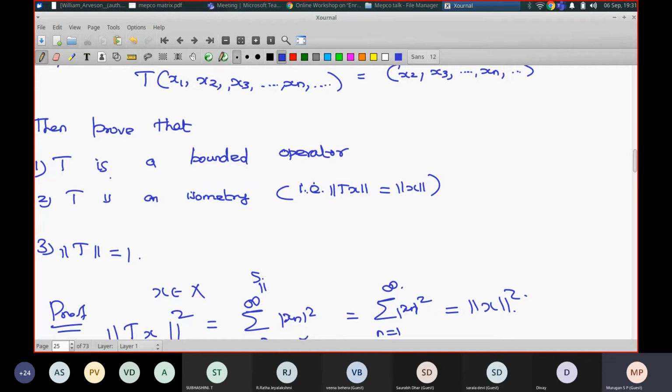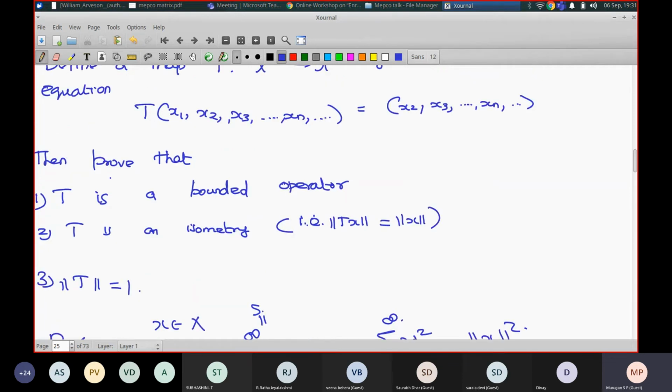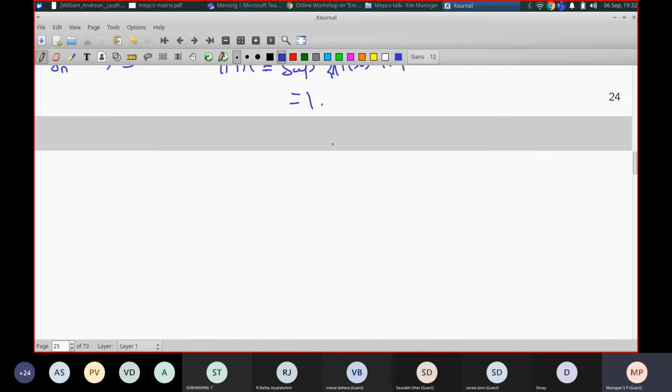When you learn the C-star algebra theory or operator theory, the right shift and the left shift are good operators. Okay.